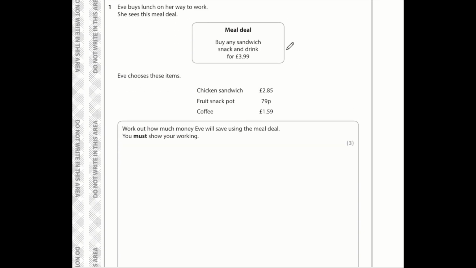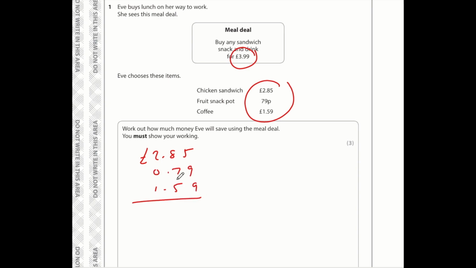So we want to work out how much money Eve will save using the meal deal. So the meal deal is £3.99. So how much would it have cost if she bought these three items separately? Well, it would have cost £2.85 plus £0.79 plus £1.59. So let's add these up. Let's put a decimal point in line in the answer box.